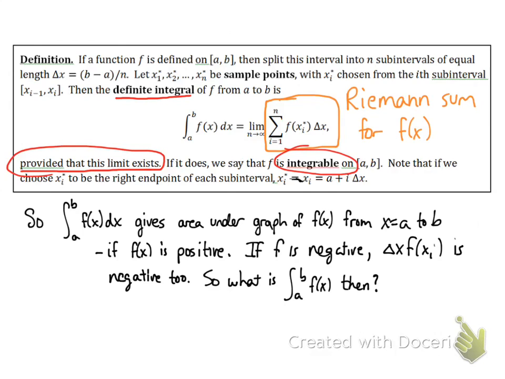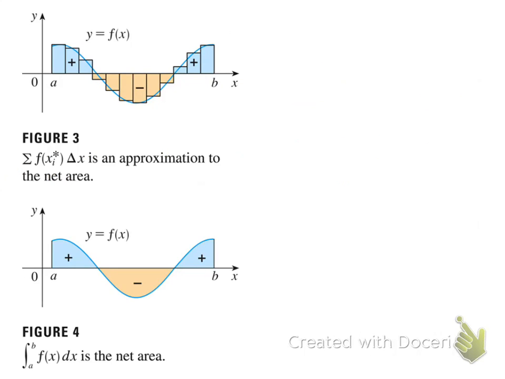We're adding up these things. If f is positive, they're areas. If f is negative, I don't know. We're adding them up and taking a limit. So what is that definite integral? Well, it's related to area.